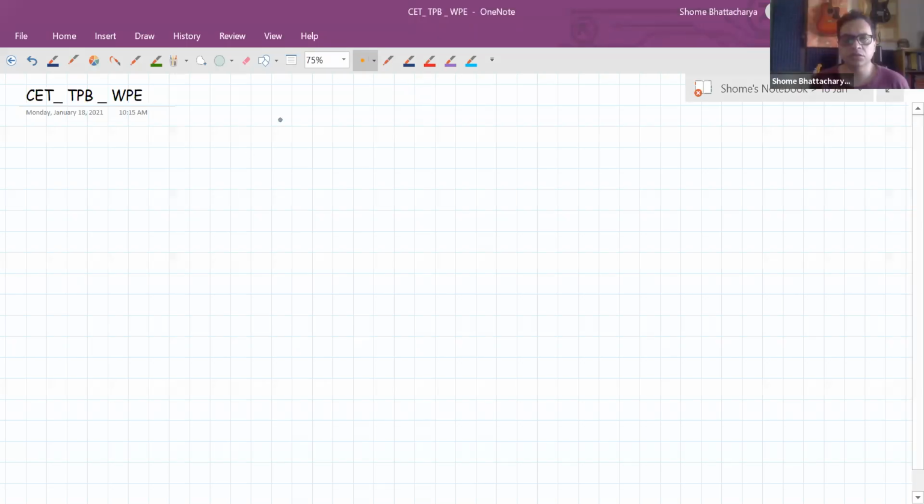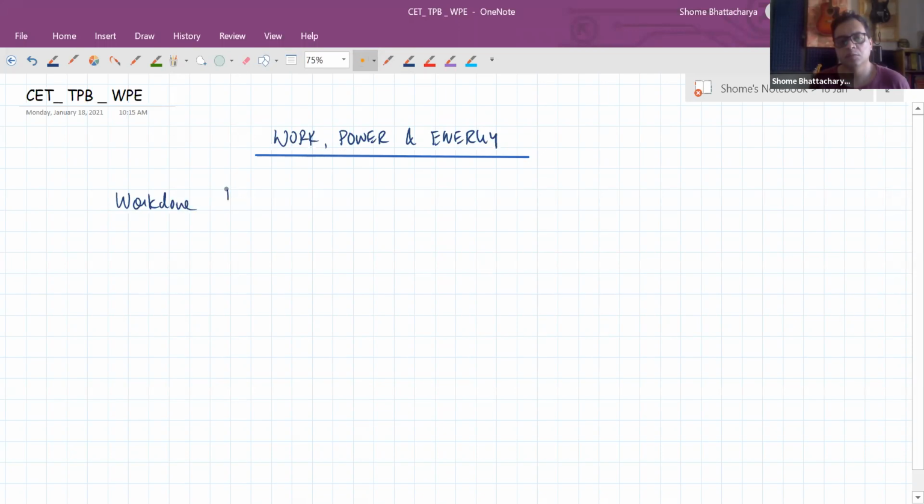Work done by a constant force. So far what we've seen is the work done by a constant force, a force that remains fixed in direction and magnitude both, is given by the relation W is equal to F dot S, the scalar product with displacement. Next thing we'll see is work done by a variable force.